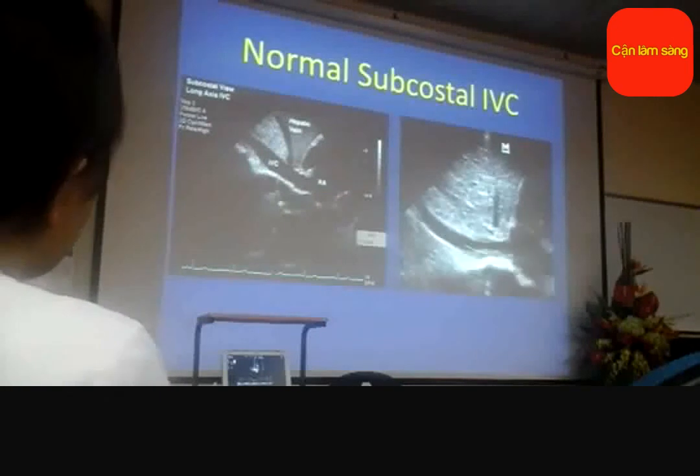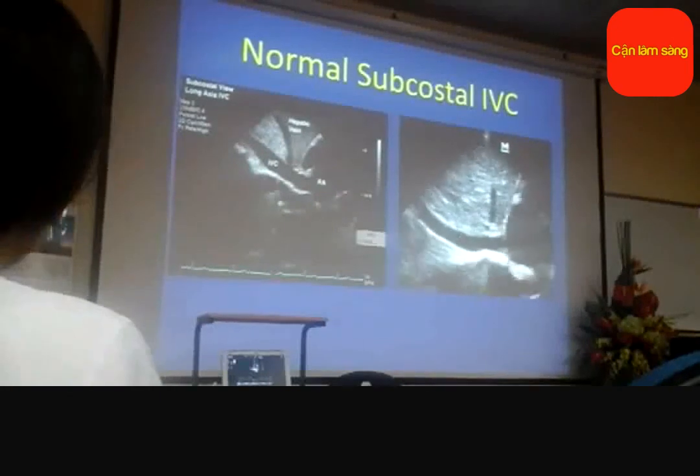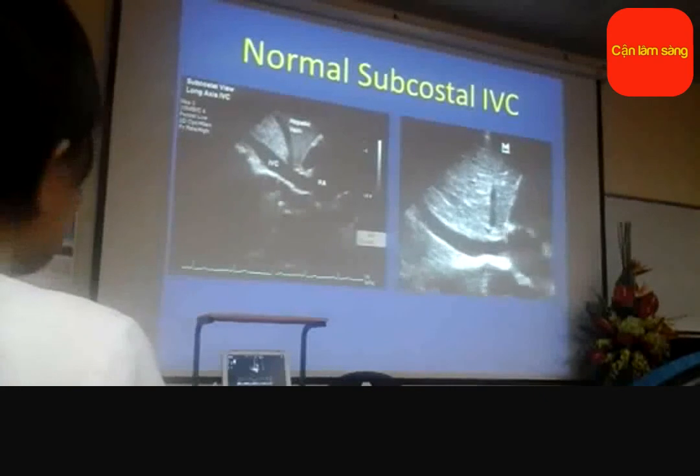This of course is a great view to look for the IVC dilated with right atrial pressures.